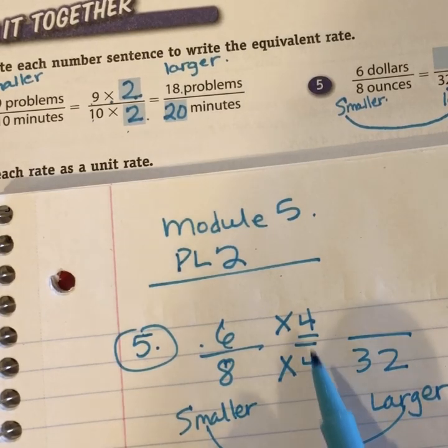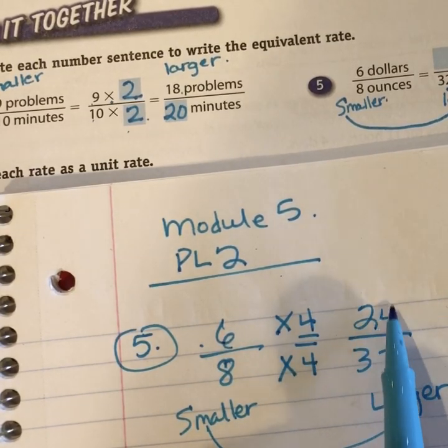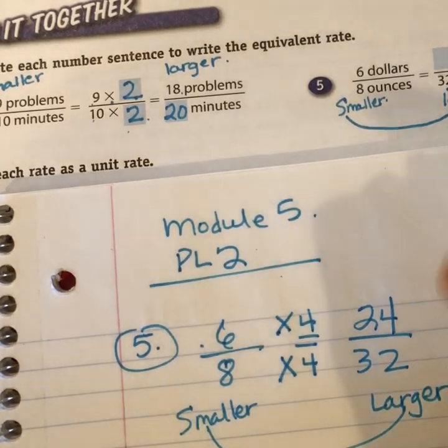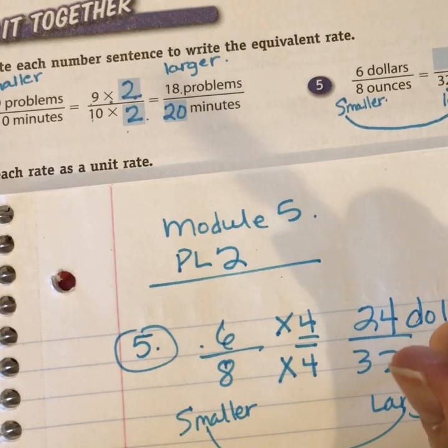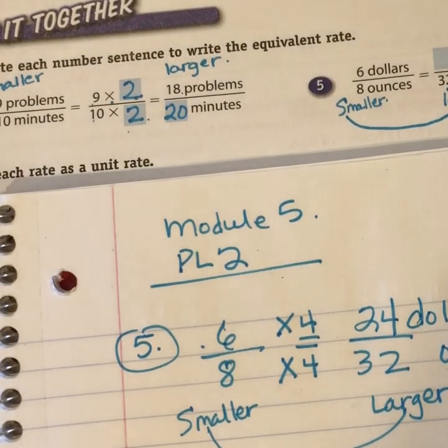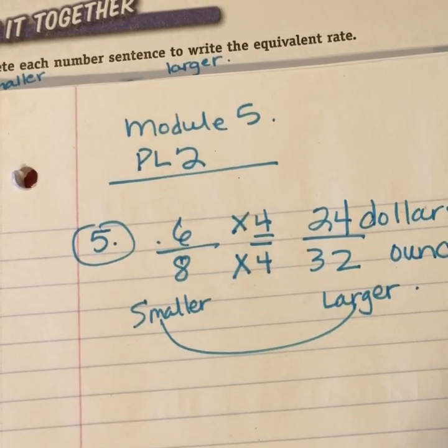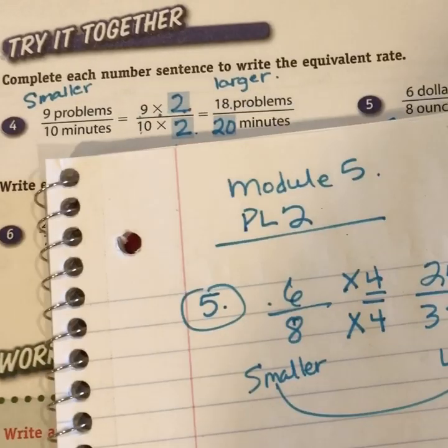Right? What I do to the bottom, I have to do to the top. And 6 times 4 is 24. So I am going to pay $24 for 32 ounces. Okay, that would be kind of how you would set it up in your notebook.